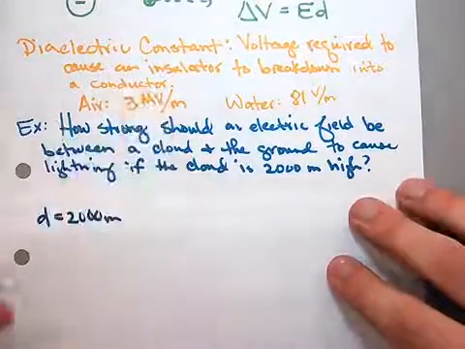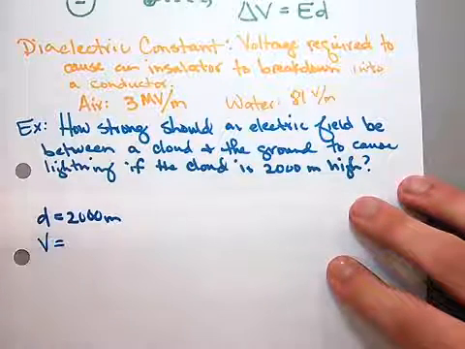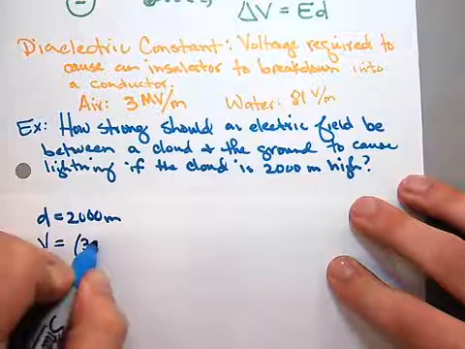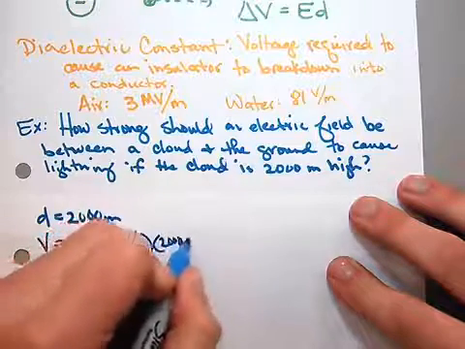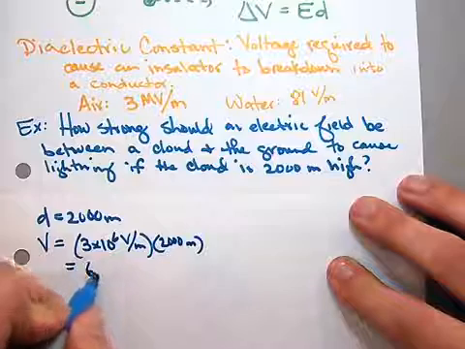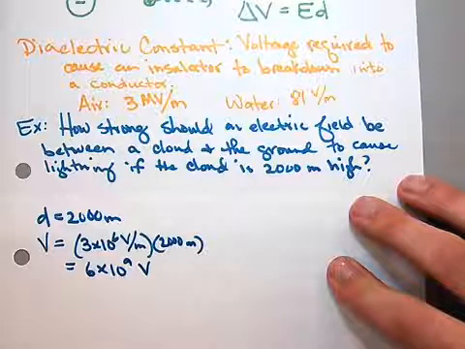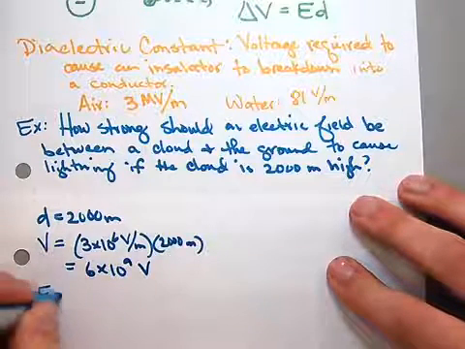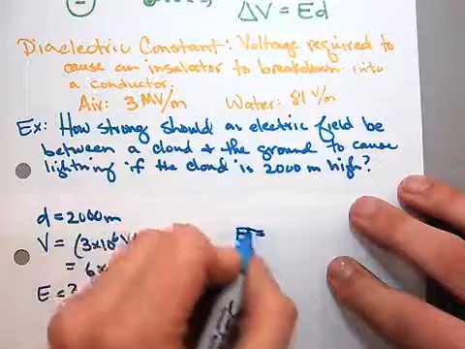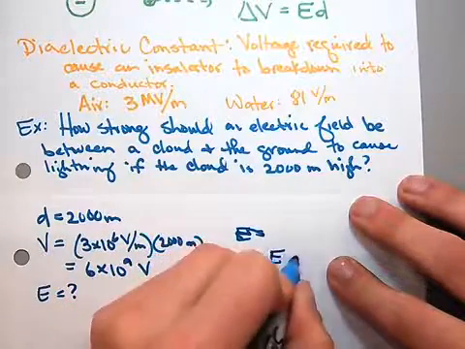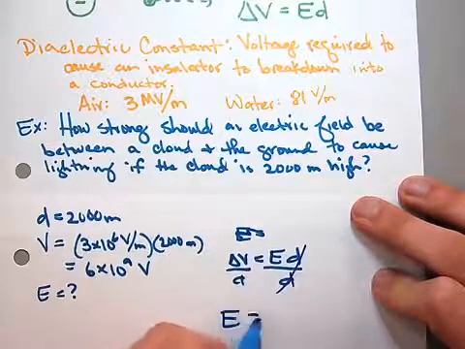The dielectric constant is 3 million volts per meter, and therefore the voltage required is going to be 3 times 10 to the 6 volts per meter times 2,000 meters. That's going to be 6 times 10 to the 9th volts. And we're looking for the strength of the electric field. The voltage difference is equal to the electric field times the distance between the plates. So if I want the electric field, I divide by the distance. Do y'all see where this is going? Yes, we do.